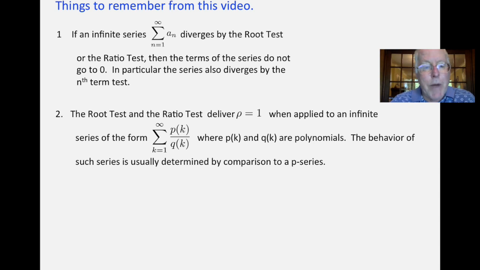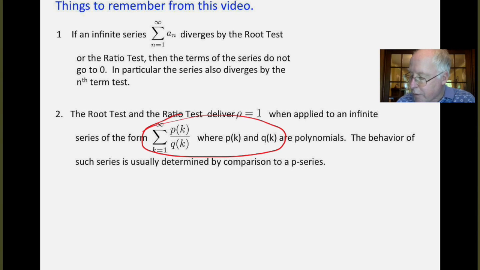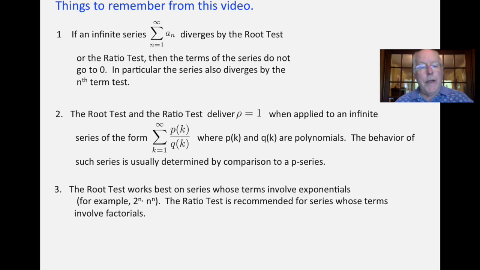And we discussed too that if you have a series whose terms are ratios of two polynomials p and q, we'll have you run through the ratio and root test for some problems like that. But in those cases, you're going to find rho equals 1. In other words, no information out of the test. So for series like this, you're still going to have to be aware that you can use comparison tests, integral tests, or other types of tests. And then finally, the root test works very well when you have exponential terms, things like 2 to the n to the n, etc. The ratio test is recommended, especially if you have factorials.